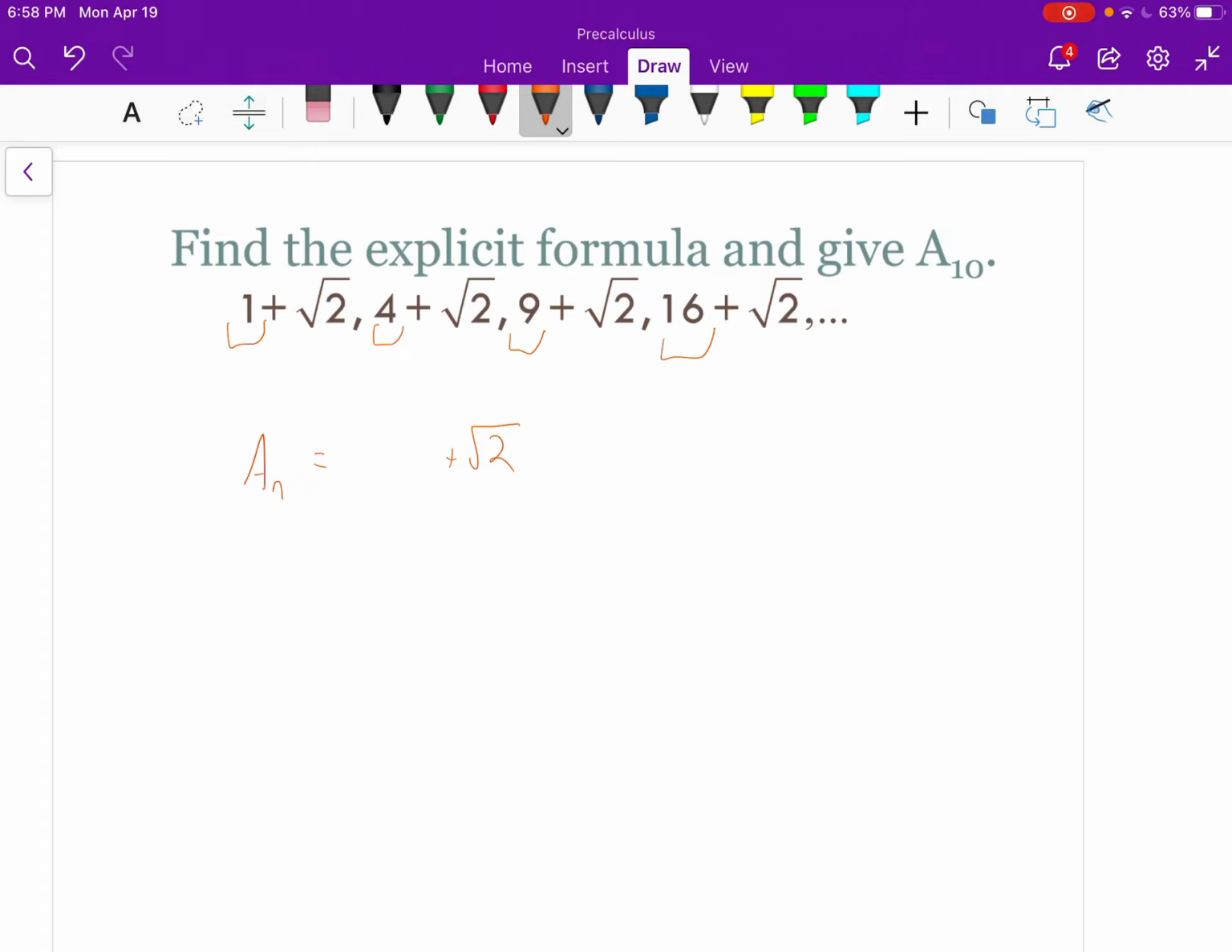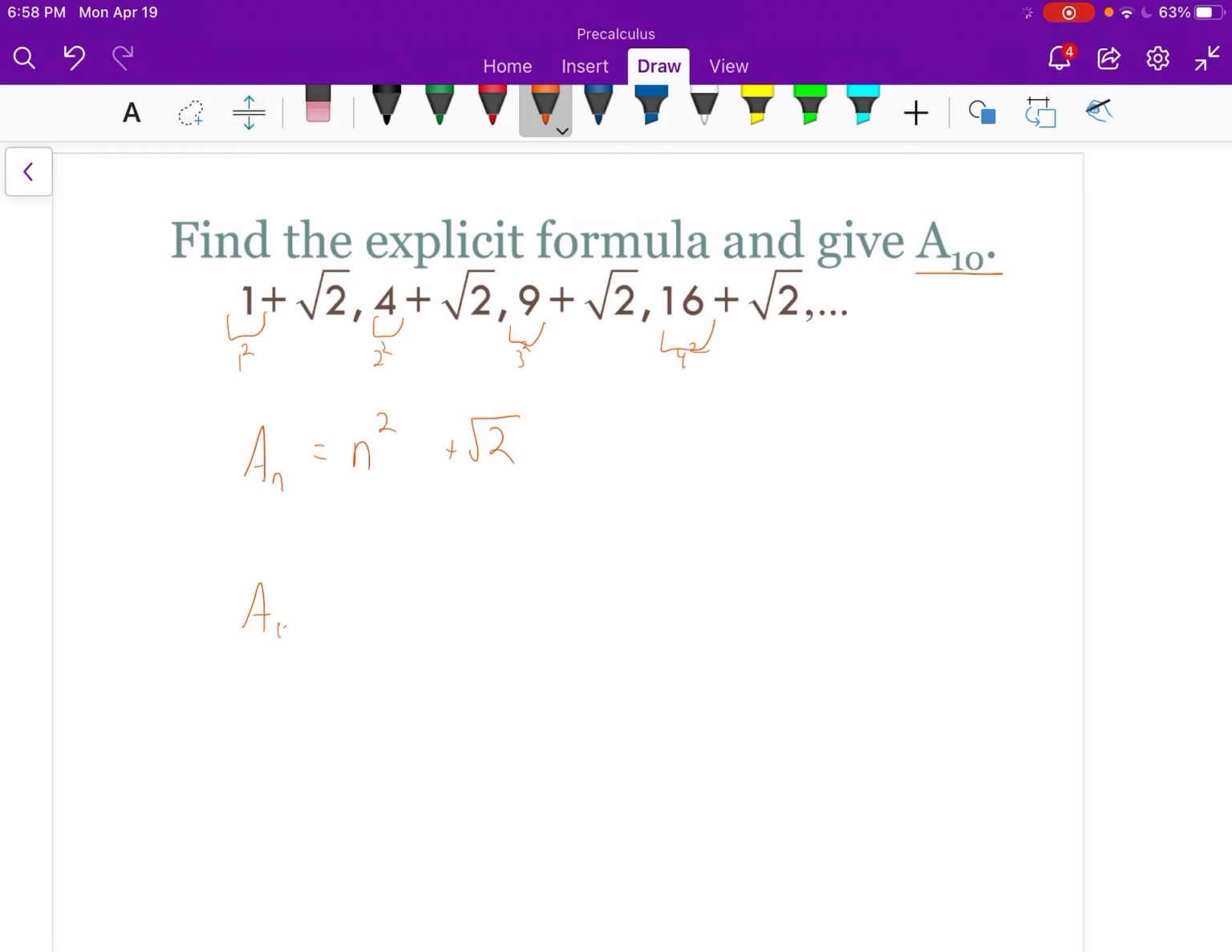So for our first term, we would want to take 1 squared plus root 2, 2 squared plus root 2, 3 squared plus root 2. So it looks like we want n squared plus root 2, which means our 10th term, because we're supposed to find a sub 10, would be 10 squared plus root 2. Our 10th term is 100 plus the square root of 2.